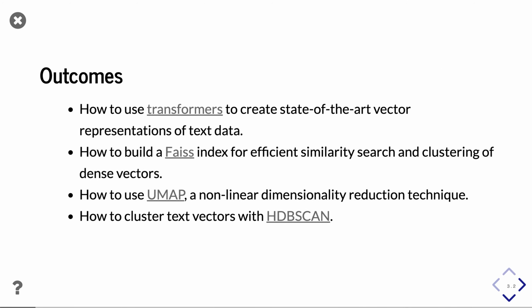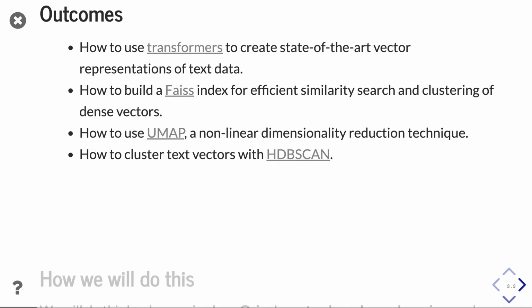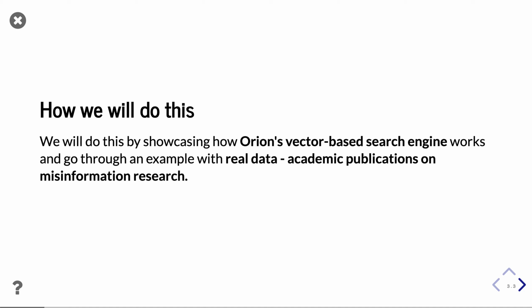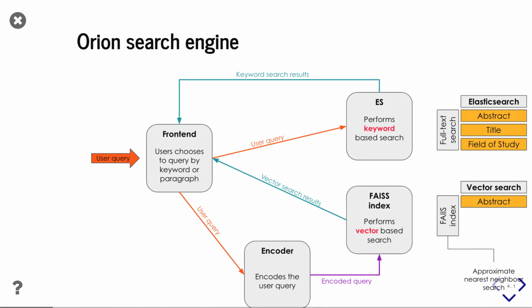I hope that by the end of the tutorial, you'll have a good understanding of the following: how to use transformers to create state-of-the-art representations of text data, how to build a Faiss index for efficient vector similarity search, how to use UMAP, a nonlinear dimensionality reduction technique, and how to cluster text vectors with HDBSCAN. We'll do this by showcasing how Orion's vector-based search engine works and go through an example with real data, specifically academic publications on misinformation research.